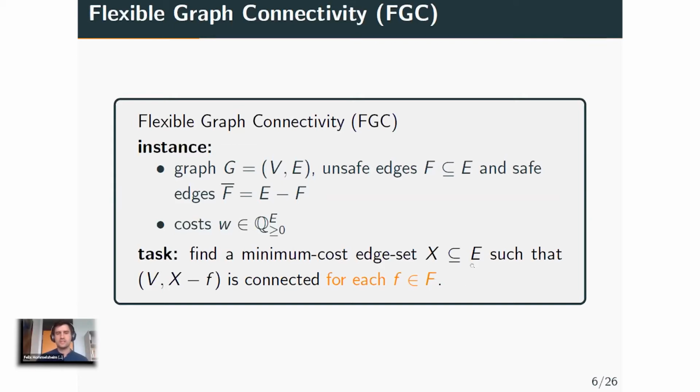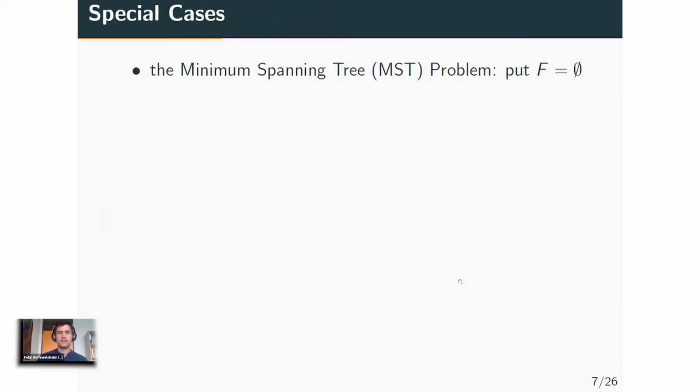So as we've seen, this problem generalizes, for example, the 2-edge connected spanning subgraph problem. And it also has lots of other problems as special cases. For example, the minimum spanning tree problem. Simply, if all the edges are safe edges, then we have to compute a minimum spanning tree. The other special case, as we have seen, is the two-edge connected spanning subgraph problem. Simply, if all the edges are unsafe edges, then we have to compute a minimum two-edge connected spanning subgraph. And the third problem that I would like to mention here, which is actually a special case of the two-edge connected spanning subgraph problem, is the tree augmentation problem.